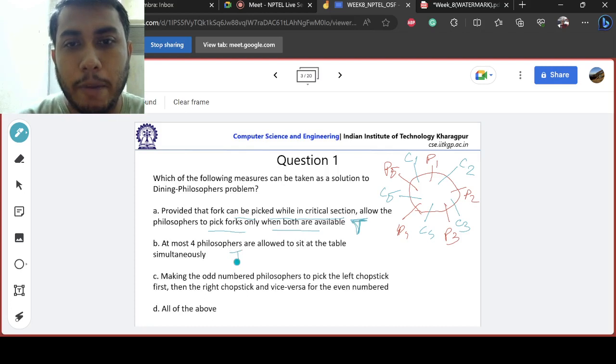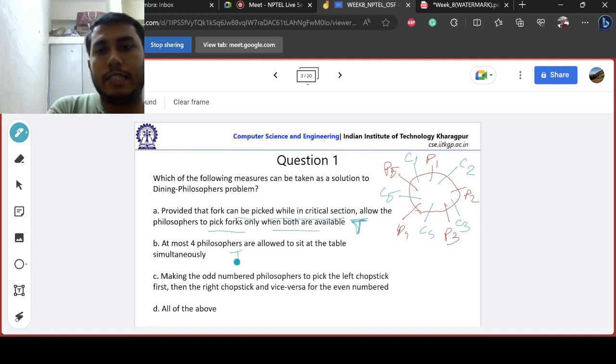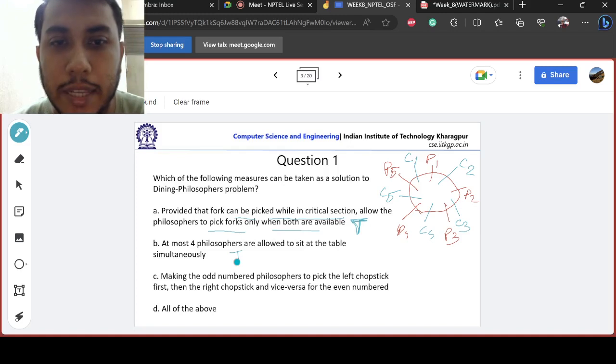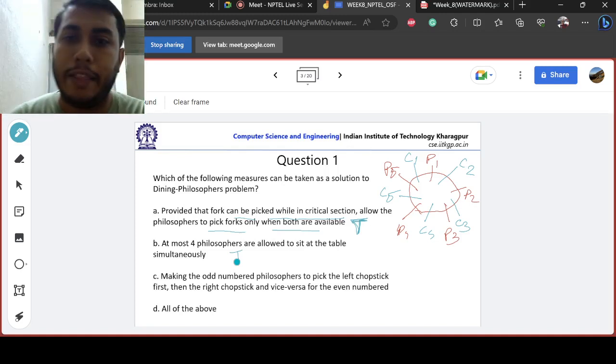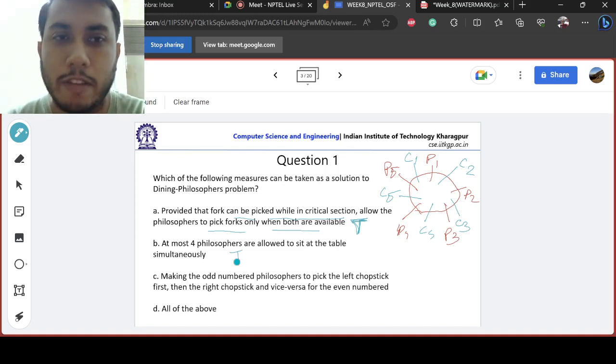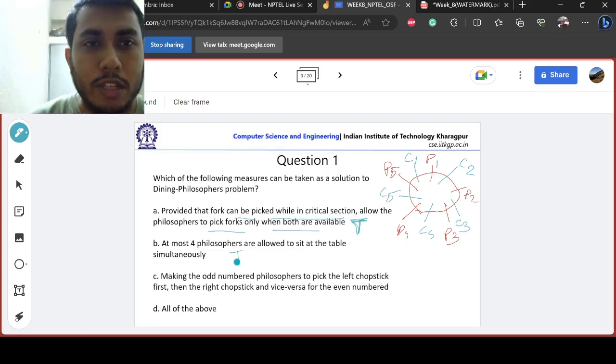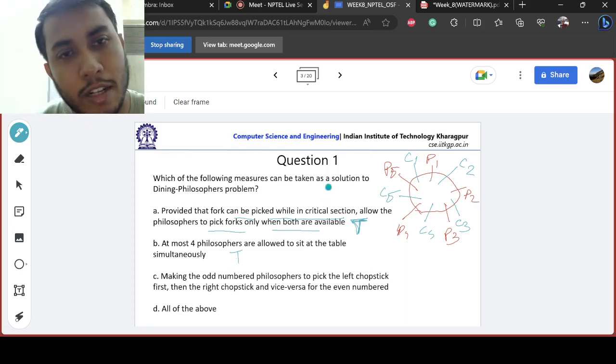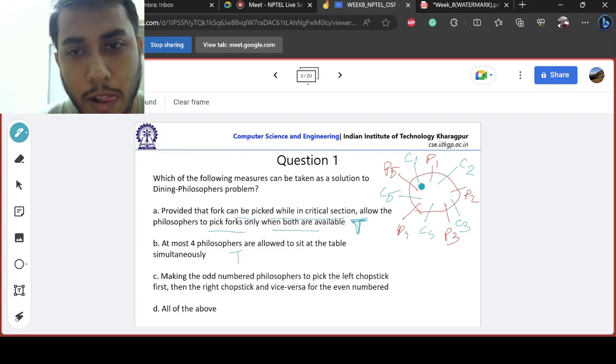So making the odd number philosophers pick up the left chopstick first and then the right chopstick, and vice versa for even numbered. Yes, so it says that odd number philosophers pick the left chopstick first and then the right chopstick, and vice versa for even numbered ones. So what we do is we say P1, you pick up the left chopstick, that is C1 first, and then C2. But for P2 we say pick up C3 first and then C2.